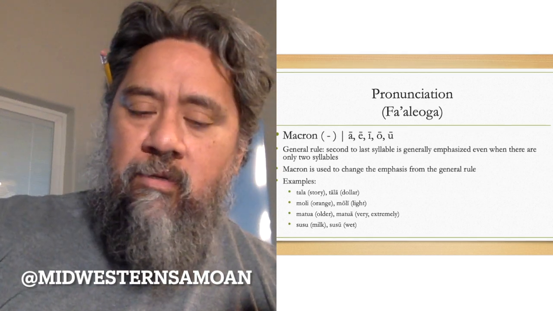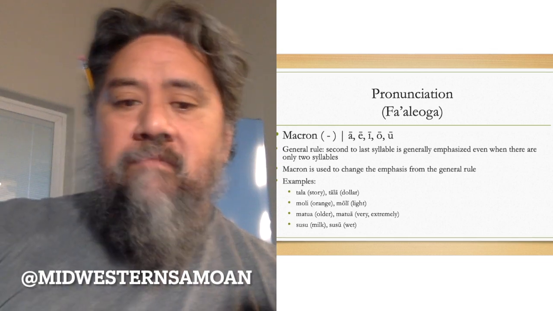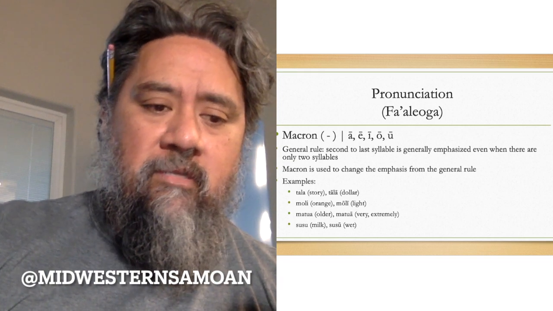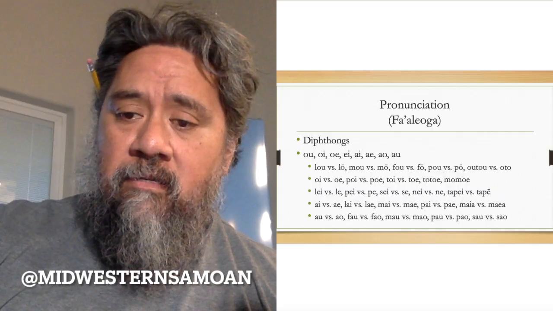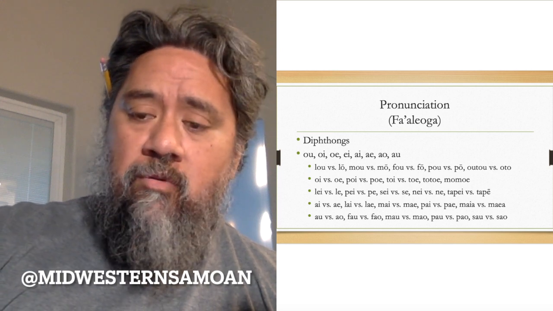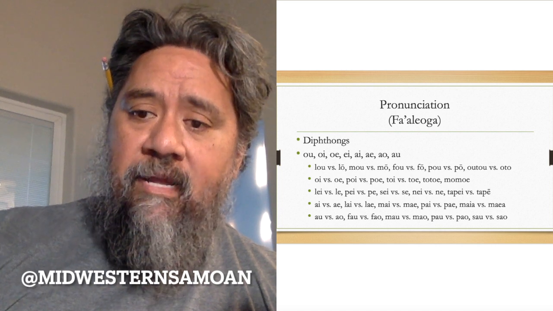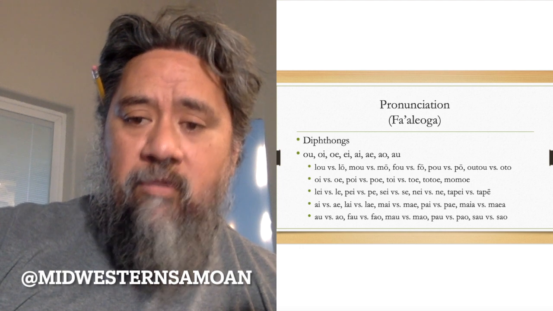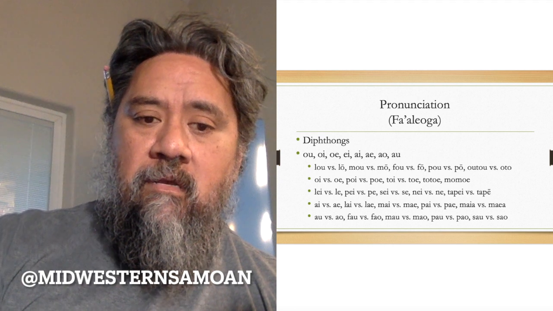And then you have susu, which means milk, and then susu, which means wet. So see how the macron is super important when you're learning the language. Another one, this is a big one, is the diphthongs. A diphthong is when you have two vowels together and then pronouncing them. So these are just some examples of when you have those two vowels together. And this also helps to make different sounds.